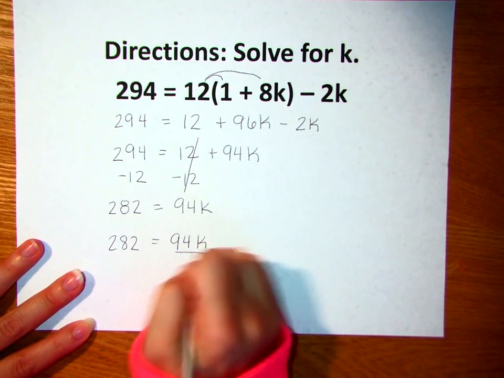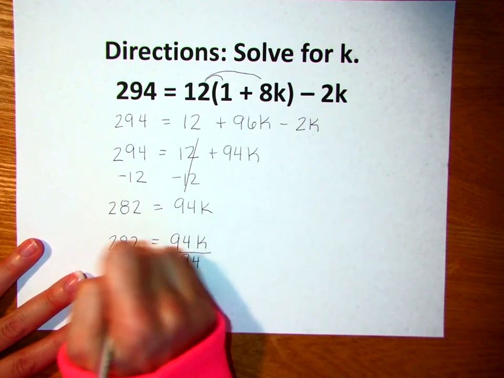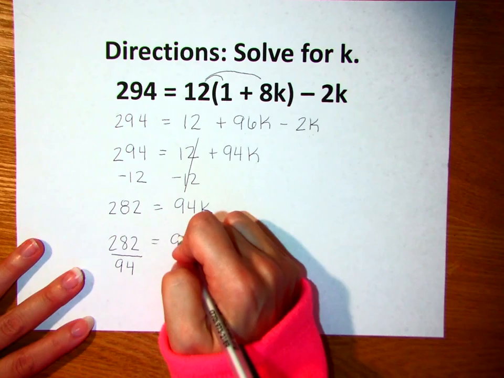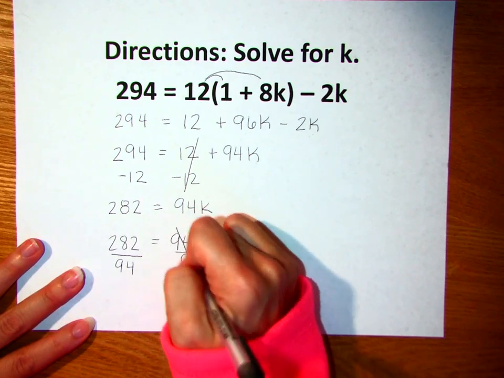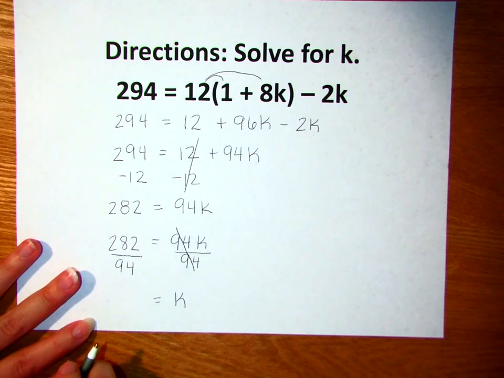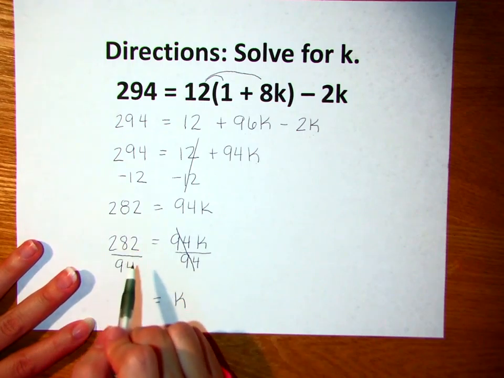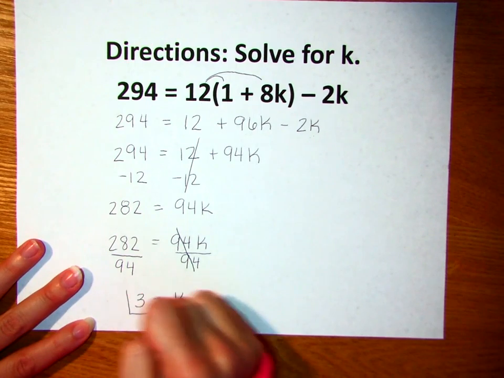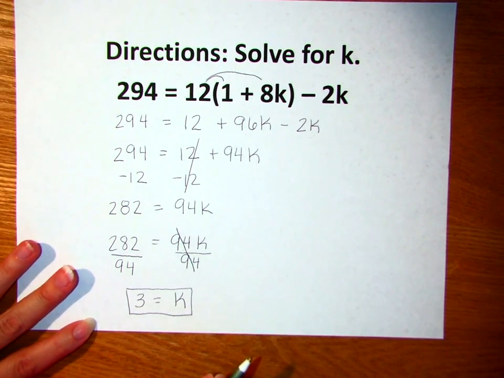Opposite of multiplication is division, so we're going to divide both sides by 94. What happens is the 94 divided by 94 is 1. 1 times k leaves me with k. Those 94s cancel. 282 divided by 94 is equal to 3. So the value of k in this particular equation is 3.